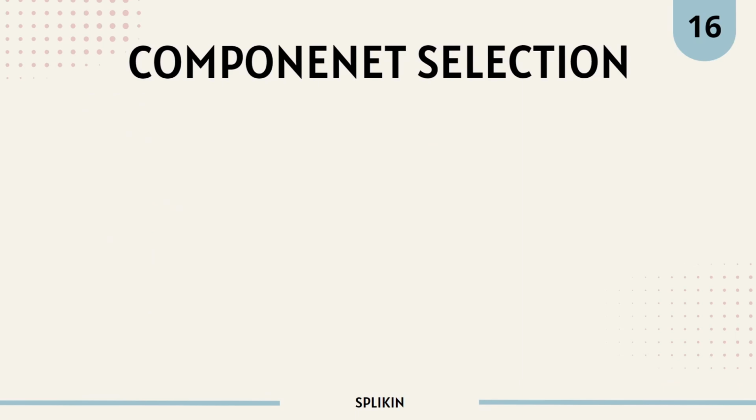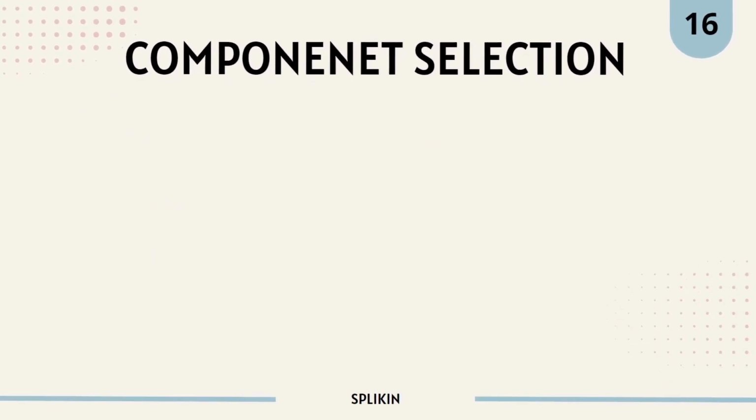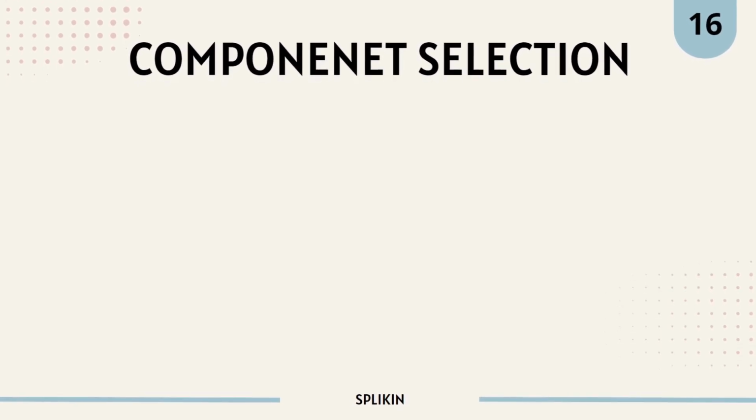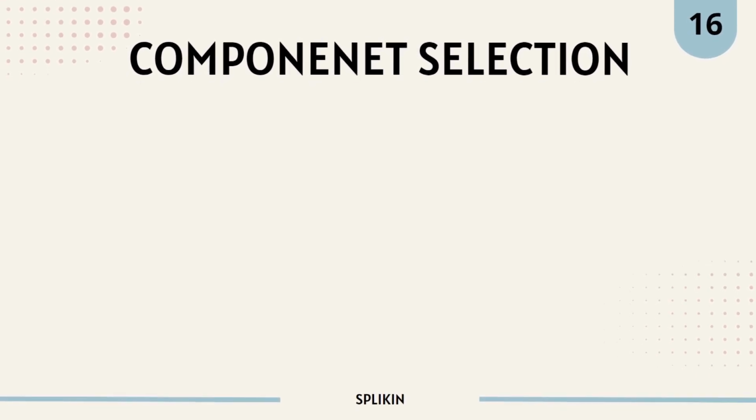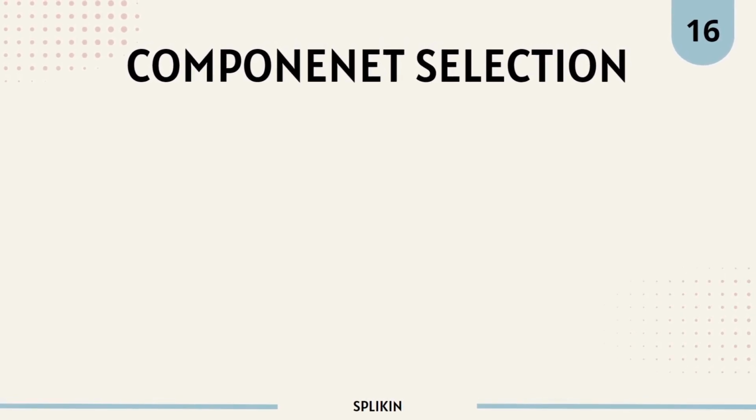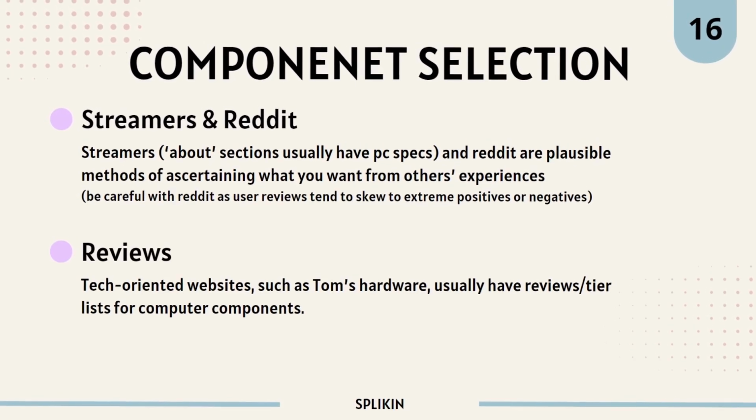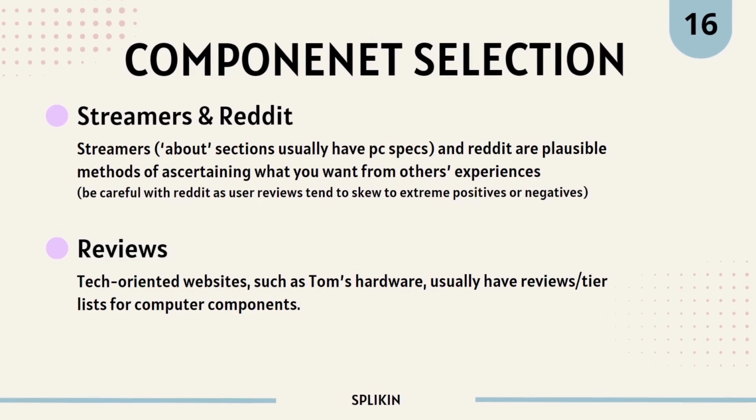Component selection. How do you go about finding components that you want? You can utilize the keywords listed in Chapter 1, for example in the motherboard using words such as PCIe 5.0 or having a certain number of M.2 slots, specifying Intel or AMD to search for your desired component. Alternatively, you can go to streamers on Reddit. It's good in ascertaining what you want from other people's experiences in layman's terms.